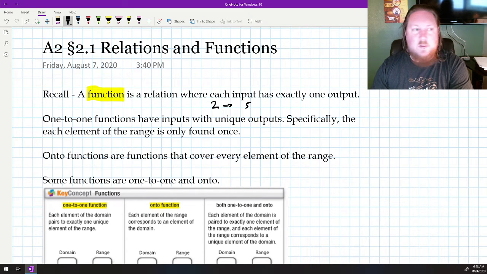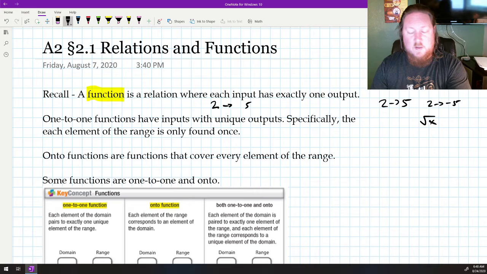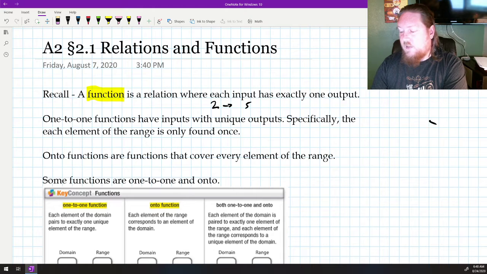What made it not a function is when you'd plug in a 2, and sometimes you'd get a 5, and sometimes you'd get a negative 5, say. Something like the square root of a number, because it can return both positive and negative results. So, a function is when you get just one output for each input, and a non-function is the opposite of that. You get more than one output for any of the inputs. It only has to happen once, too.